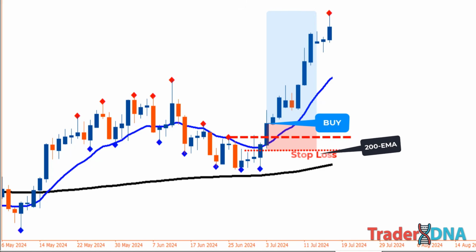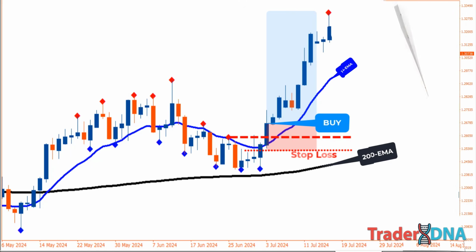By combining the 200-period moving average, the 14-period moving average, and fractal breakout signals, you add extra confirmation to the strategy, filtering out trades that don't align with the broader market trend. This improves trade accuracy and reduces the chance of false breakouts.